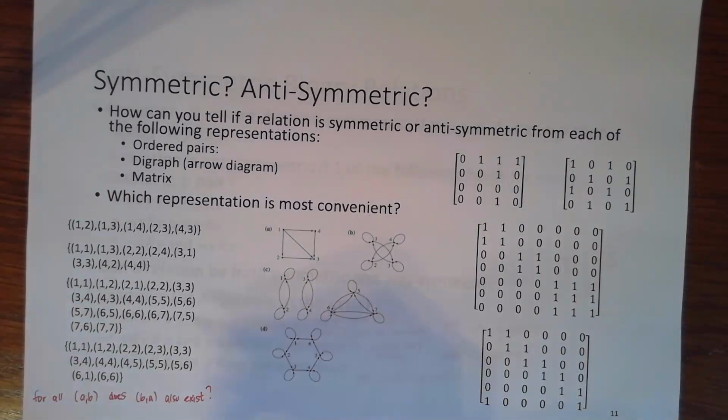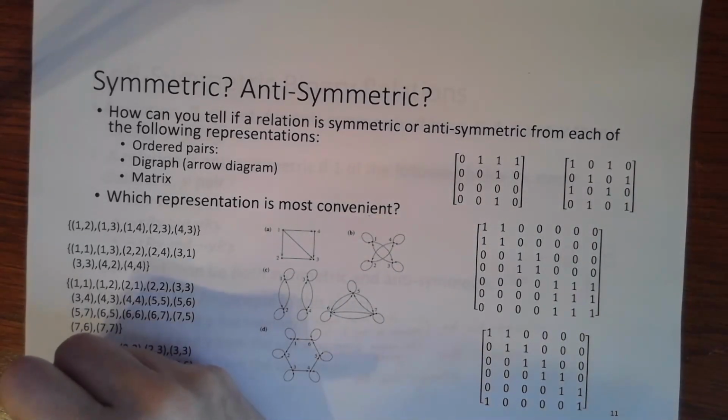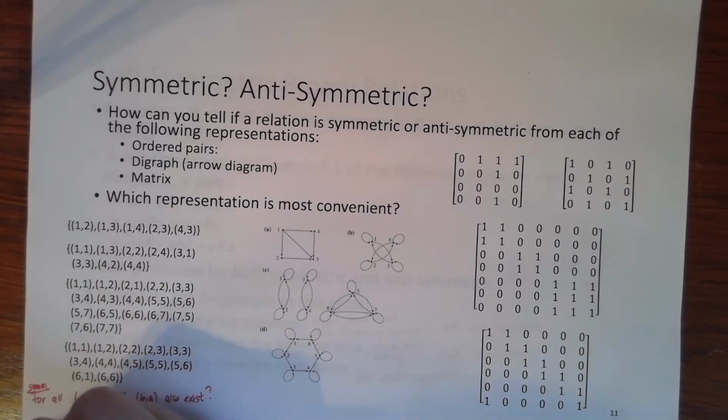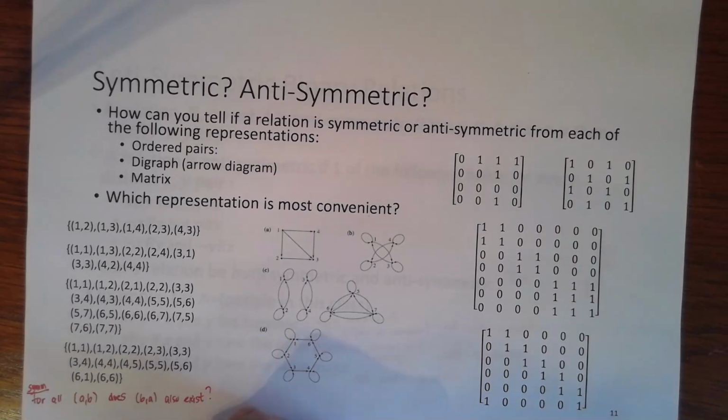And then for being anti-symmetric, we just have to look if AB exists, does BA not exist?